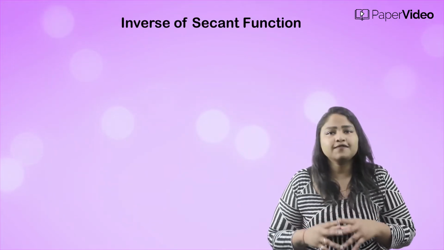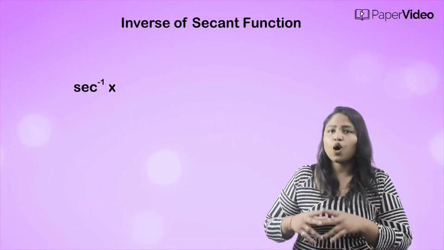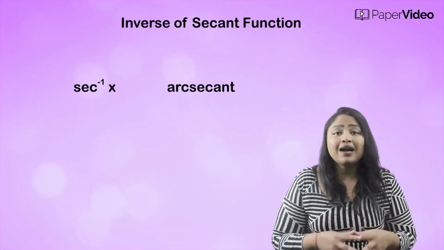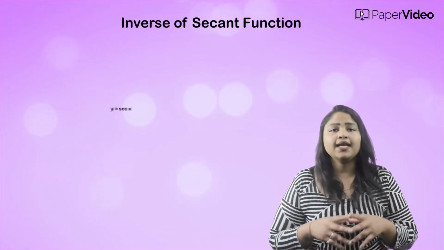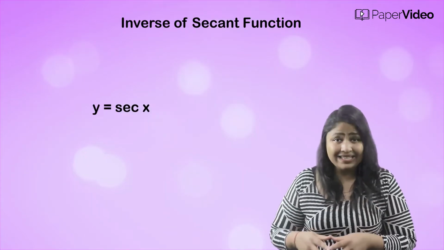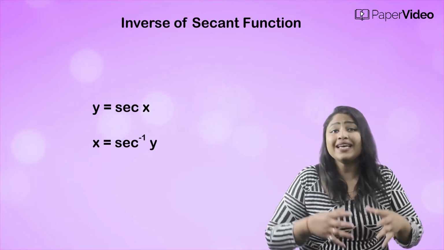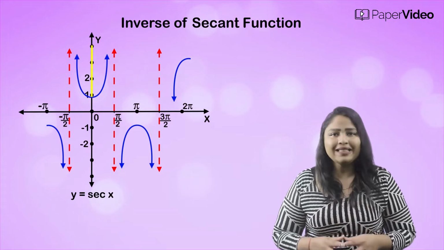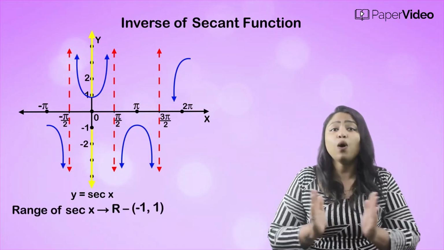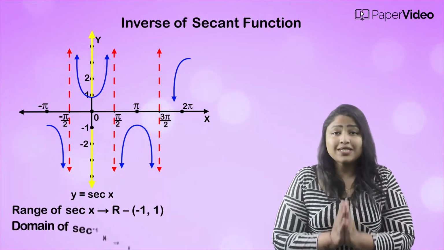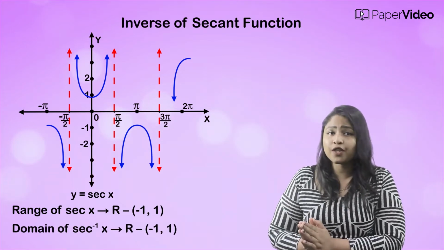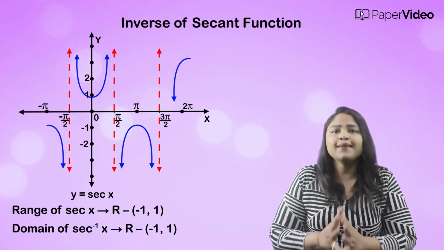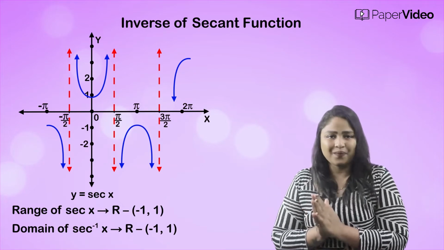The inverse of the secant function is denoted like this, or it can also be denoted like this. We can read it as arc secant. This means that if y equals sec x, then x equals sec inverse y. If we look at the graph of secant function, we can see that the range of the secant function is all real numbers except open interval minus 1, 1. So, the domain of the secant inverse function will be all real numbers except open interval minus 1, 1.